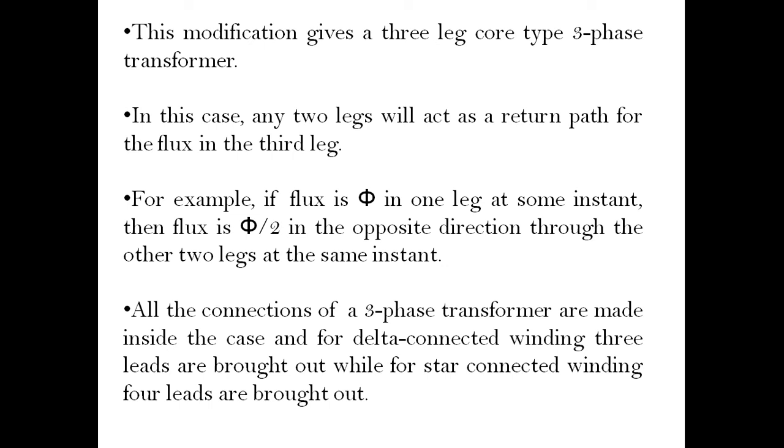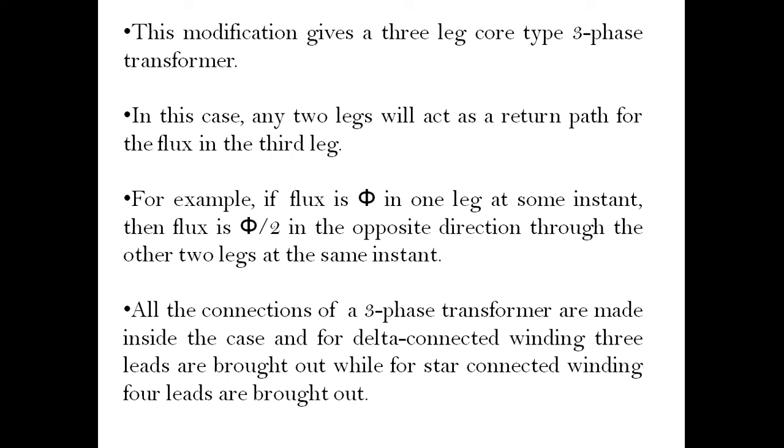Before, what I told you is that one limb is kept free for the return path. But if you are using three-phase connections, the balanced current which is fed by the three-phase supply to the primary winding, which is producing the flux, if the sum of the currents IA plus IB plus IC, that is the phasor sum, is equal to 0, then the total resultant flux produced by IA, IB, IC is also 0. Therefore, this modification gives a three-leg core type three-phase transformer. In this case, any two legs will act as a return path for the flux in the third leg.